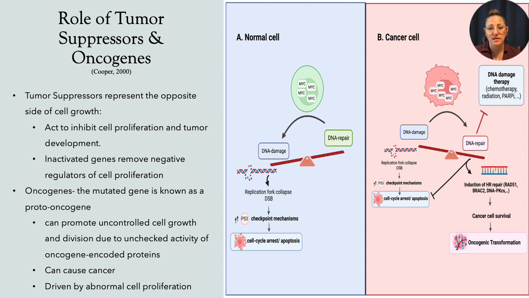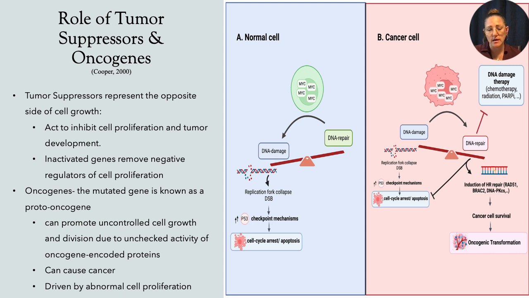So if we're looking at this, we see an old-fashioned scale. Right here we have that center balance point. In the normal cell, it's tipped towards the DNA damage. It's recognizing the fact that this is damage and we need to do something via our checkpoints and either fix it or kill off that cell so that it cannot be replicated and form more problems.